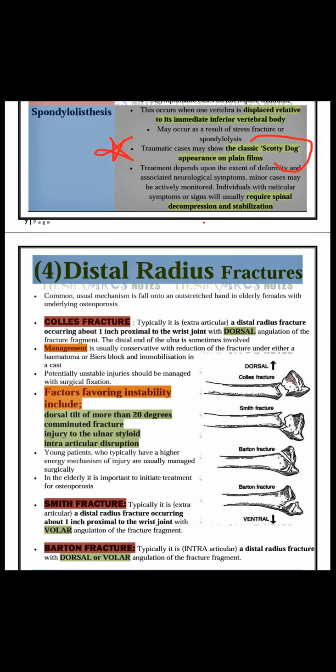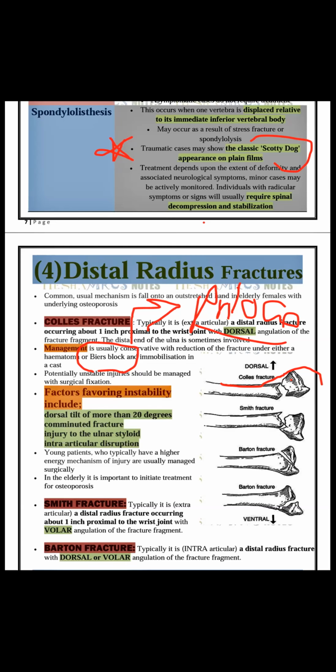Your hand becomes like a dinner fork. Your management is conservative. You will reduce it under what is called a Bier block. Take care. With this Bier block, you will have a special type of anesthesia called prilocaine. This came in exam before. Colles fracture is commonly reduced under Bier block, which is the regional anesthesia, by prilocaine.